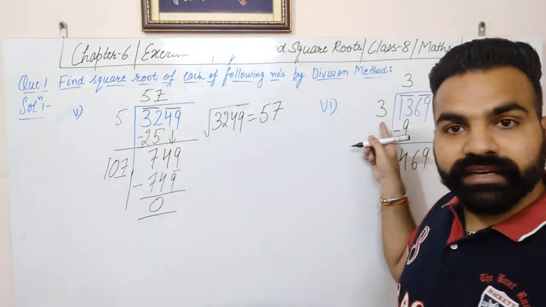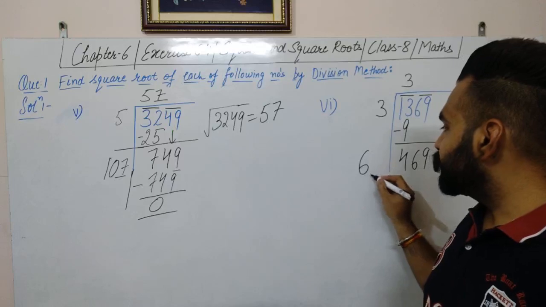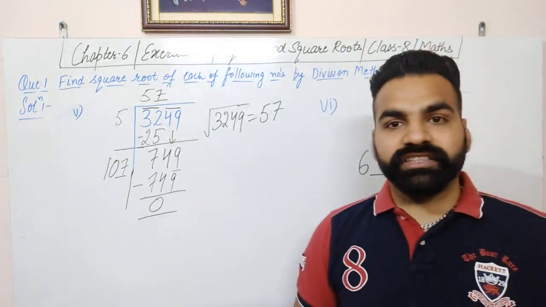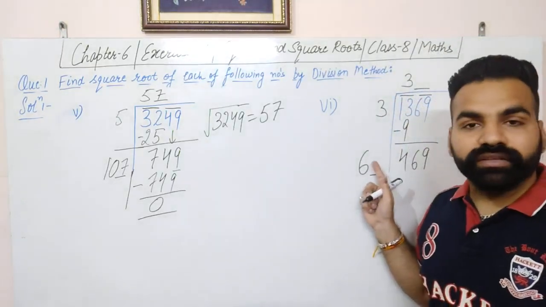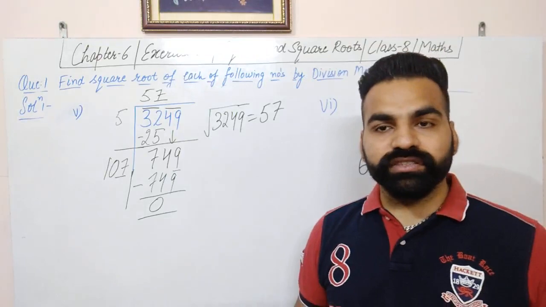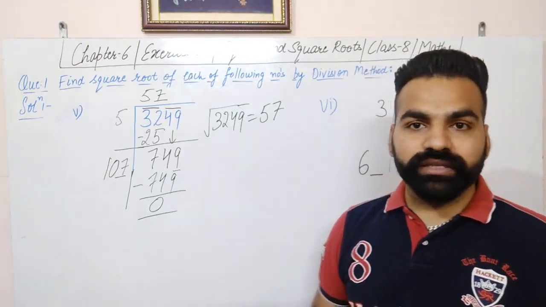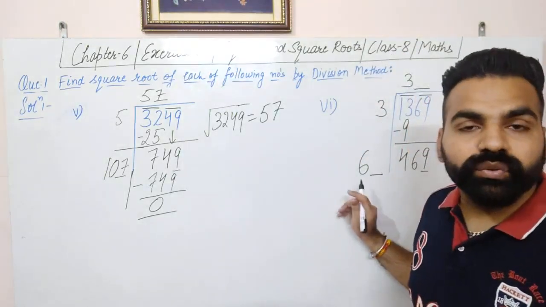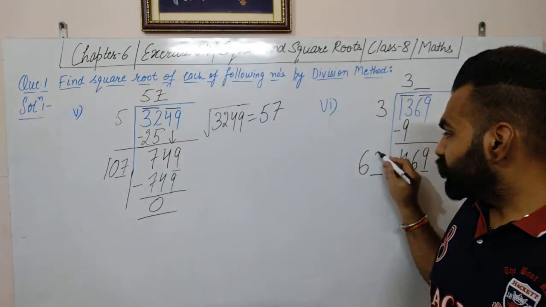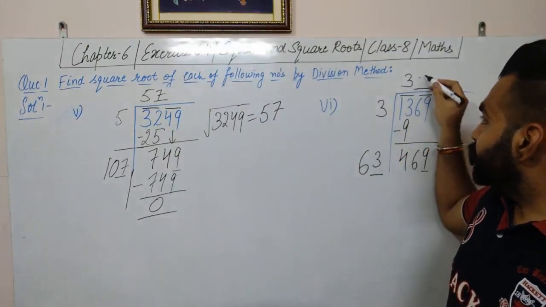We will double the divisor, that will be 6. Put a blank here, and we have to check the digit which has to be put in this blank. For that we will see the unit place here, 9. So for 9 there are two possibilities, either 3 square is 9, or 7 square is 49. First we will check for 3. So 63 into 3.